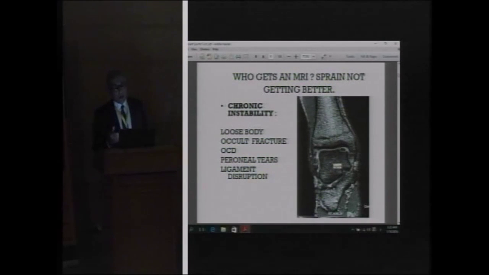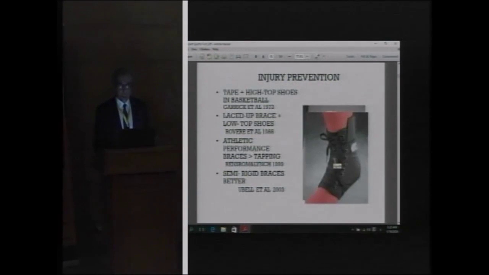How about imaging? Do we do an MRI on every ankle instability or ankle sprain we have? The answer is no, but sometimes we have to. Clicking, catching, locking, peroneal tears, fracture, do an MRI.